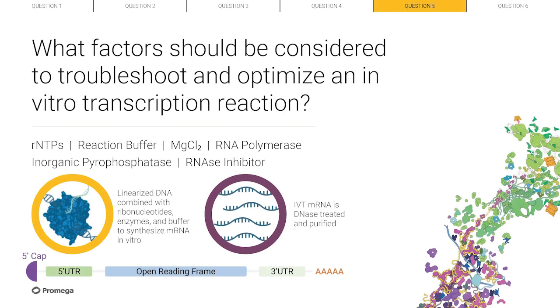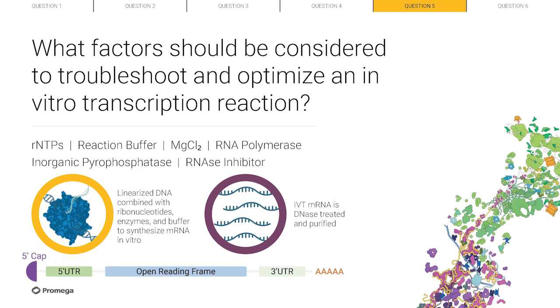Well, this is science, so things definitely don't always go perfectly. So, what are some causes of in vitro transcription failure, and how do you troubleshoot or optimize those reactions? Plasmid DNA is commonly used as a DNA template for IVT reactions. However, plasmid DNA is circular, so it needs to be linearized before it's used in the IVT reaction.